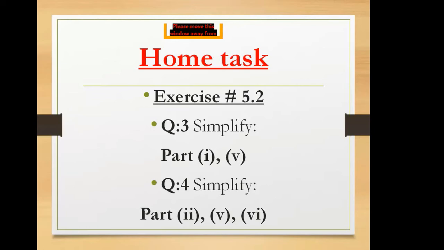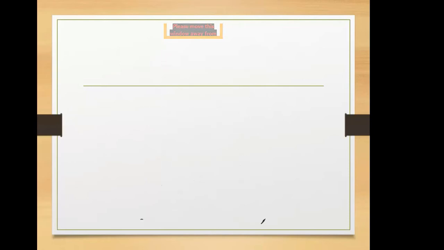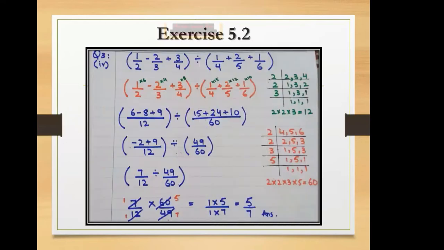You have to do all these parts in your fair copy and the remaining parts of the exercise in your rough copy or in your practice copy. Now, let's take a start. Exercise 5.2, question number 3, part 4.